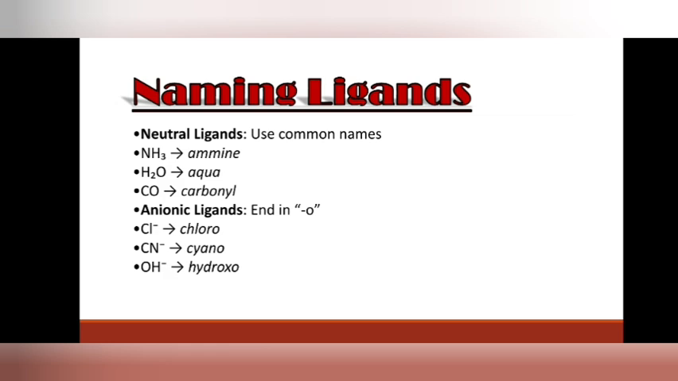Anionic ligands end with O, like Cl negative is chloro, CN negative is cyano, and OH negative is hydroxo. So you have to end the anionic ligands, which have a negative charge, with O. So chlorine becomes chloro, cyanide becomes cyano, and hydroxide becomes hydroxo.